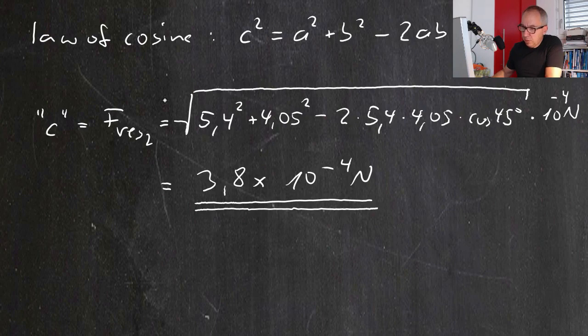I have put in all the numbers. To make it easier, I just have taken the 10 to the power of minus 4 Newton out of it. So I just get here 5.4 squared plus 4.05 squared minus 2 times A times B times cosine of the angle in between, and the calculator just gives you the result of 3.8 times 10 to the power of minus 4 Newton.